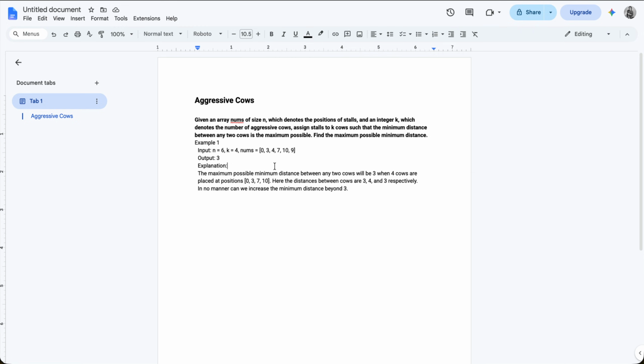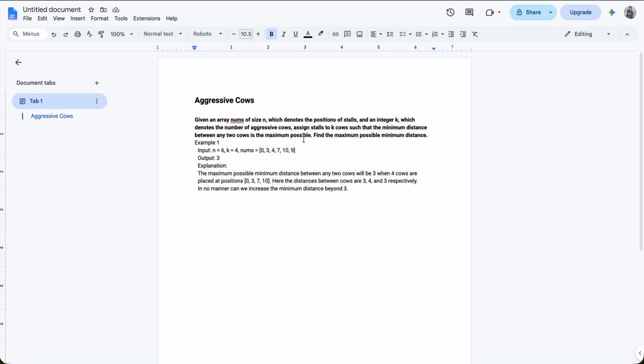Given an array nums of size n which denotes the position of stalls, and an integer k which denotes the number of aggressive cows. So this number denotes the aggressive cow number. Assign stalls to k cows such that the minimum distance between any two cows is maximum. Find the possible minimum distance.